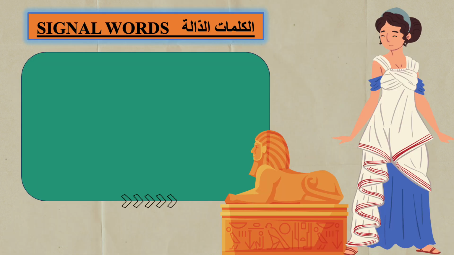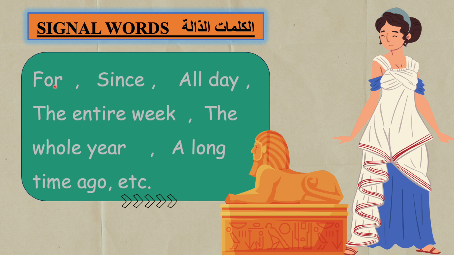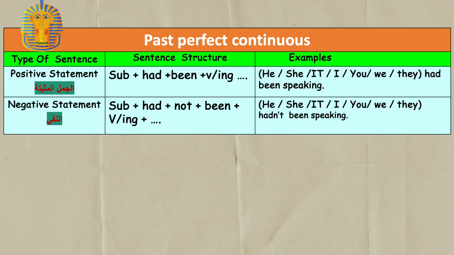Signal words tell you what tense you have to use. We can use expressions such as for, since, all day, the entire week, the whole year, a long time ago, etc. How we can form a sentence using the past perfect continuous. This tense is formed by using the auxiliary verb had and verb 3 of be, been, plus verb ing.